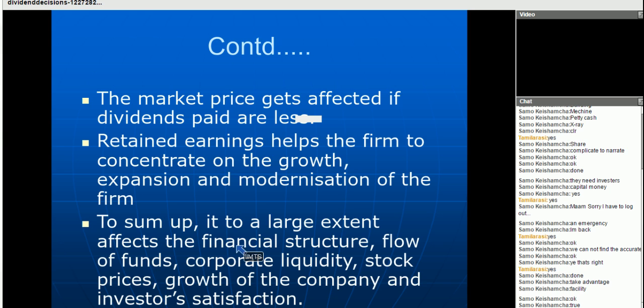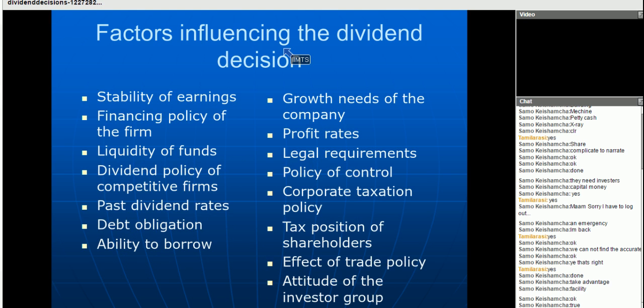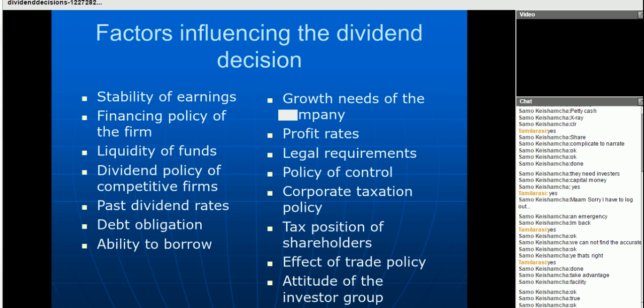To sum up, dividend policy to a large extent affects the financial structure, flow of funds, corporate liquidity, stock price, growth of the company and investor satisfaction. So everything has to be taken care of. Now, what are the factors which influence the dividend decisions? First, stability of earnings. Just read it. Samu and Tamil, just read that. The factors which influence.